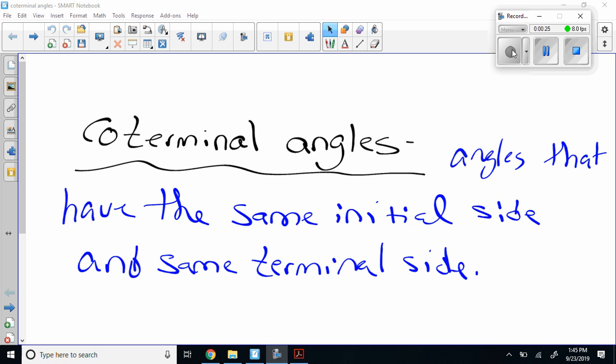Coterminal angles are angles that have the same initial side and the same terminal side. Now we've done this already, I promise you. When I gave you 13 pi over 2 and said draw it, you did this. If I said 760 degrees, draw it, you're going to do the same work that you would have to do to find the coterminal angles.